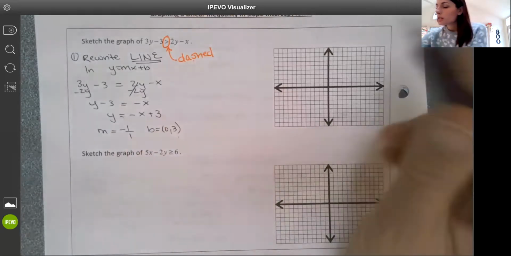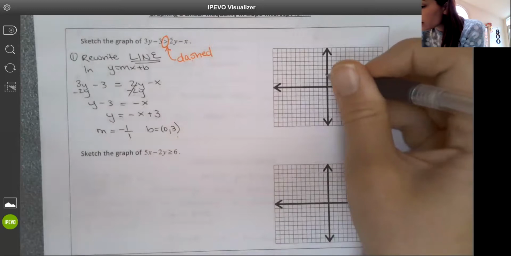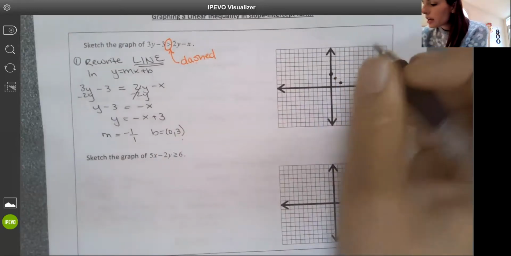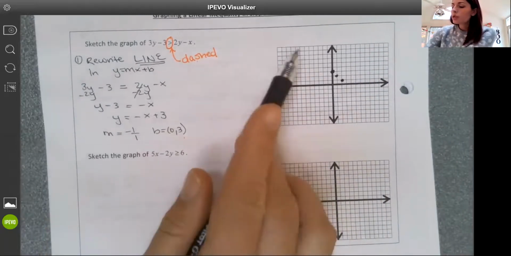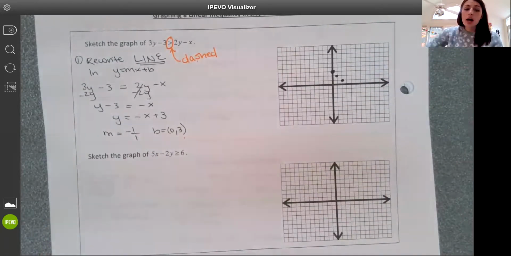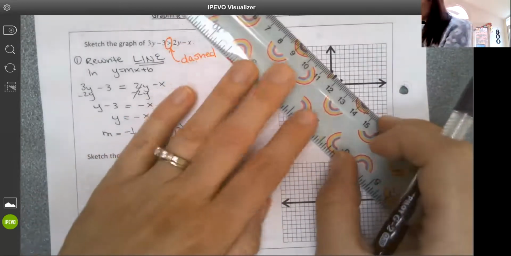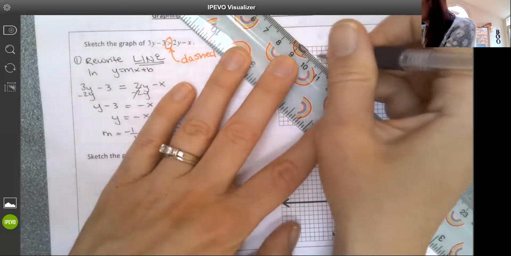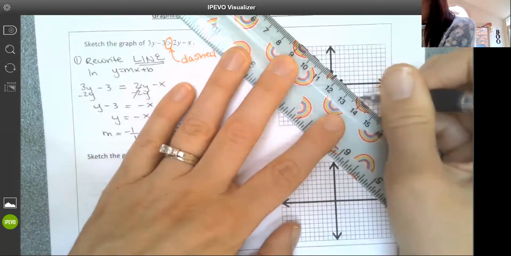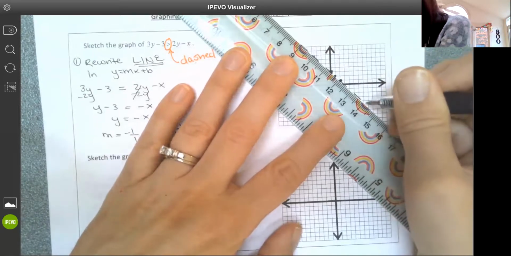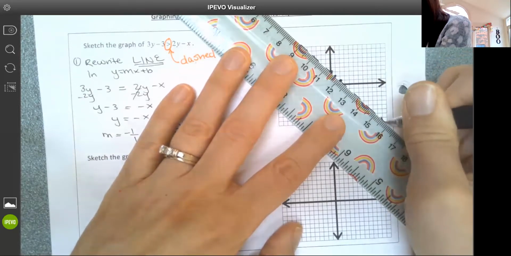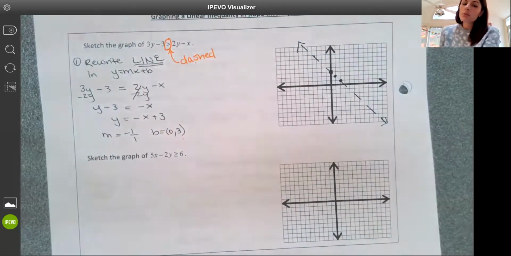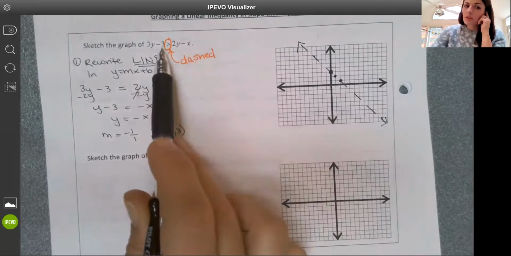So I'm going to go to (0, 3), slope of -1, get a few points. The points on this actual line that I'm going to draw in are not solutions of the inequality, but it's going to create a boundary between points that are solutions and points that are not solutions. I'm going to draw in a dashed line. Okay, so there's my boundary line, dashed because of the type of inequality it has.